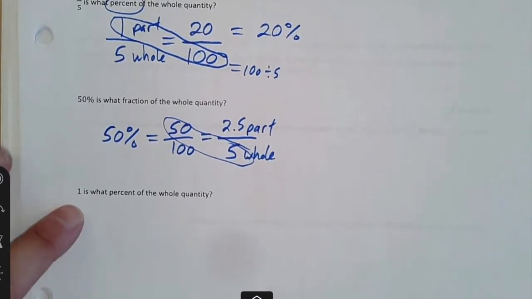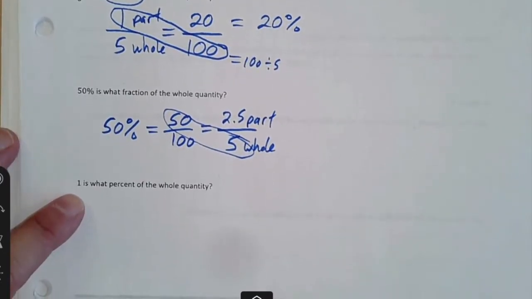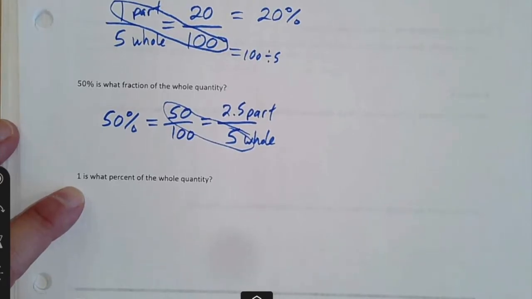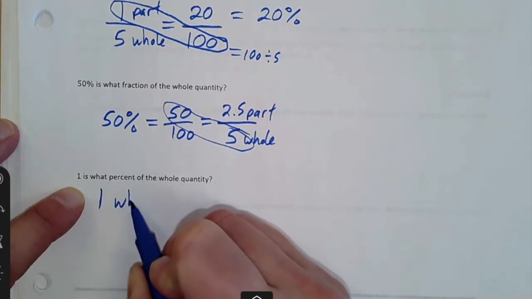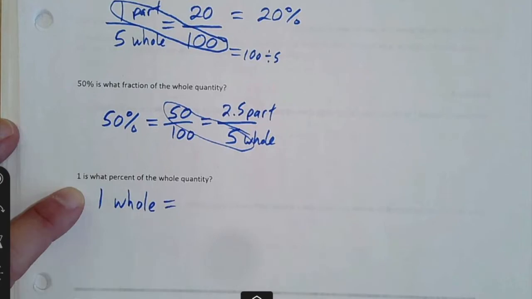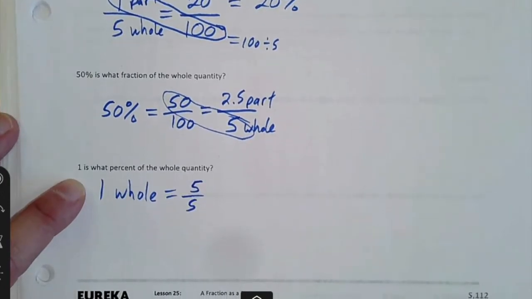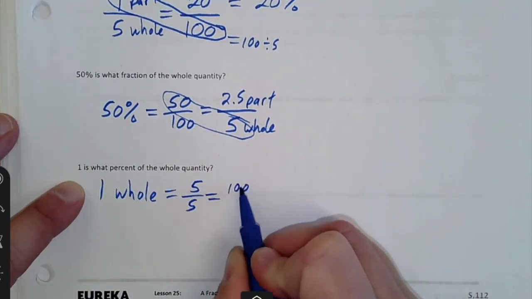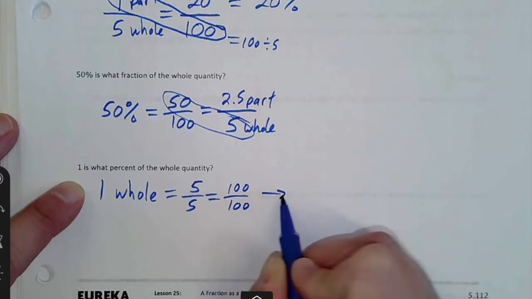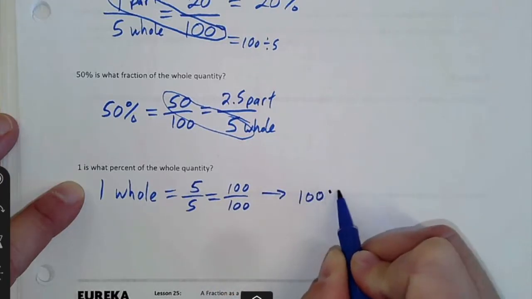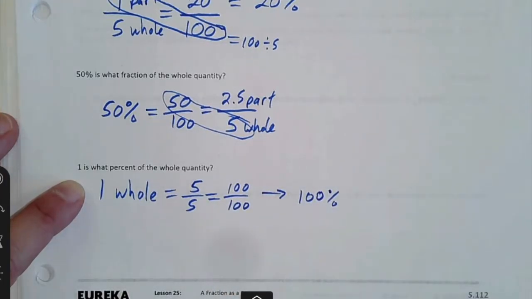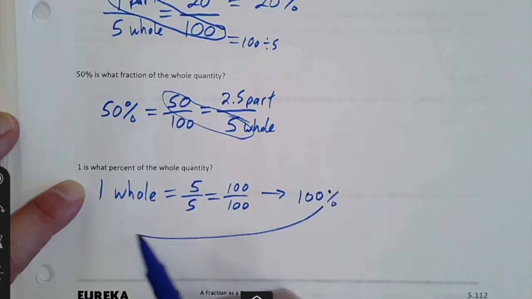1 is what percent of the whole quantity? 1 whole is what percent of the whole quantity? Oh, 1 whole is like saying 5 out of 5. You got 5 right out of 5 on the test. Well, wouldn't that be 100 out of 100? So wouldn't 1 whole be the same thing as 100%? Yes. So 100% is the same thing as 1 whole.